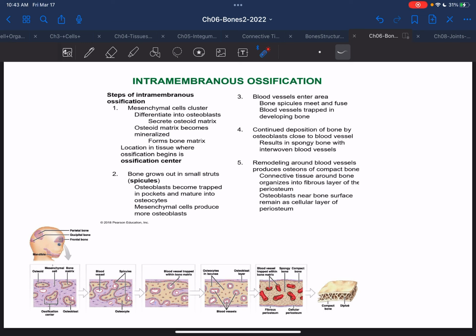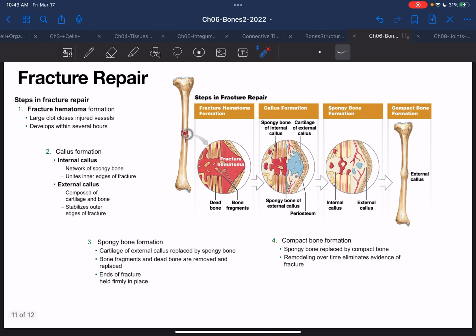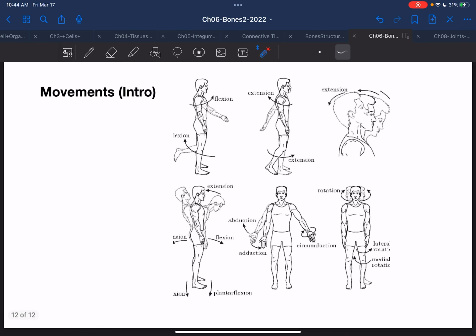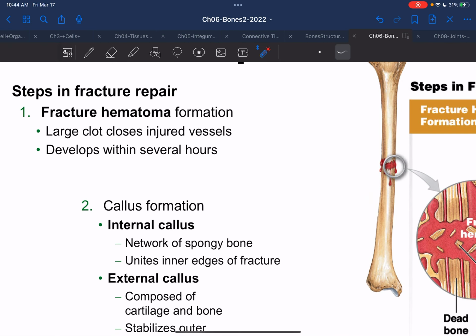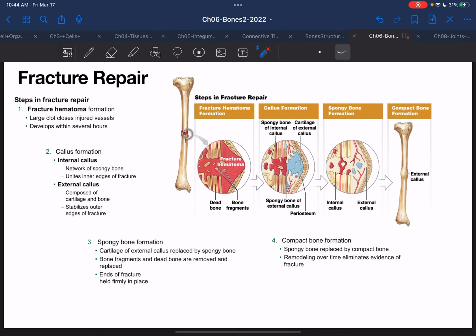Otherwise, that's really just what the text is, mainly a verbal description of what I mentioned. And then to finish up our segment for bone, we just need to go over fracture repair. It can be broken down into 4 steps: hematoma formation, callus formation, spongy bone formation, and finally compact bone formation.